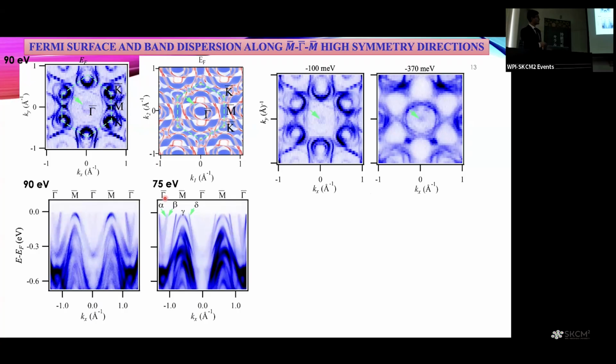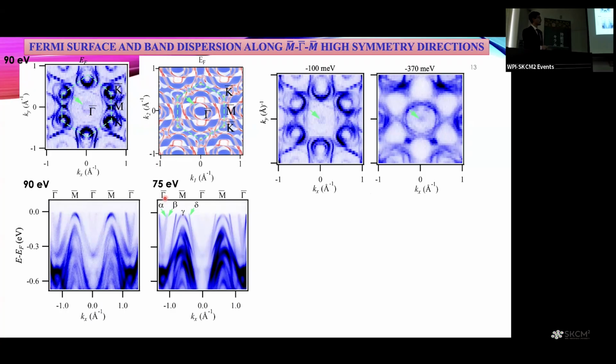And we took a cut along the gamma-M direction. So this is the first Brillouin zone, and this is the higher order Brillouin zones. In the first Brillouin zone, the intensity is not good, whereas in the higher Brillouin zone, the intensity is slightly better. And this is due to the photoemission matrix element effects I discussed earlier.